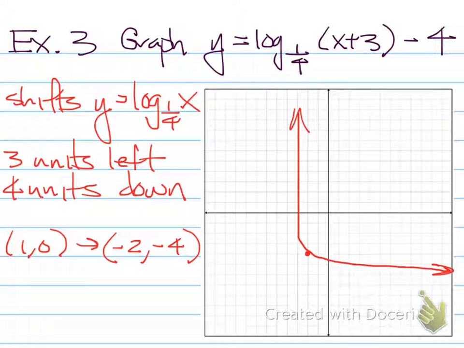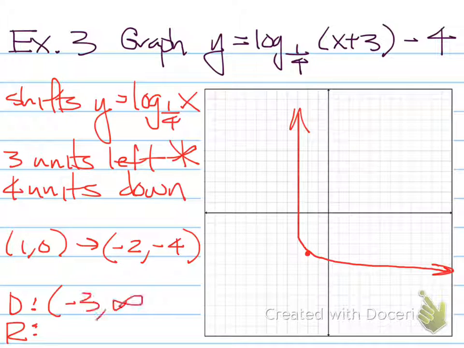So that graph is being shifted 3 units to the left. So now the domain is going to go from negative 3 to positive infinity. And the range is still going to be all real numbers.